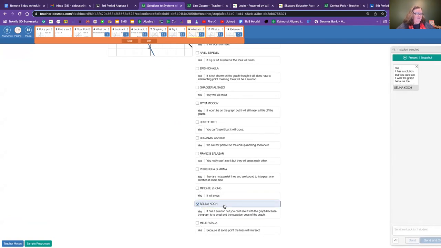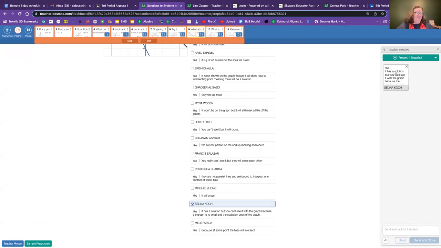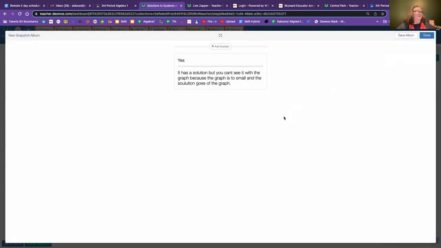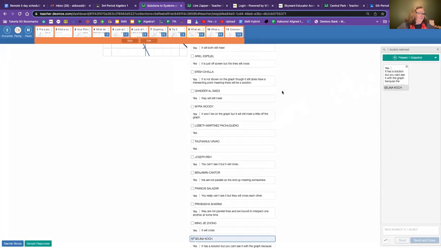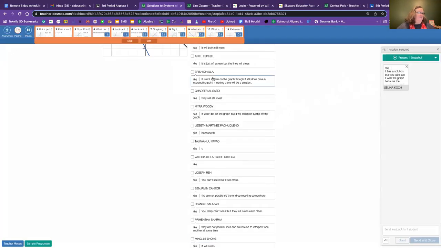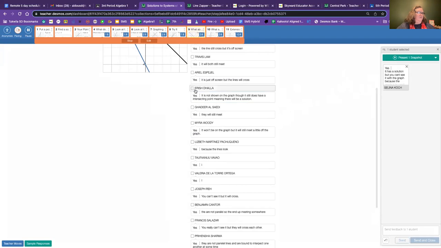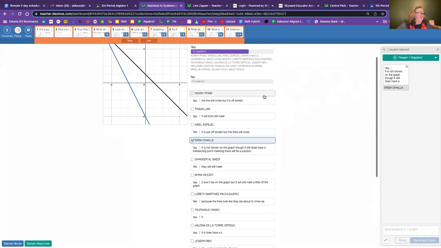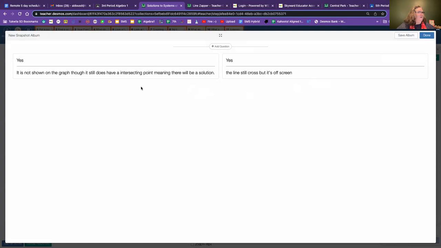Selena said, it has a solution, but you can't see it with the graph because the graph is too small and the solution goes off of the graph. And that's true. Arish said something similar. And so did Kenny. Let's take a look at Arish and Kenny.